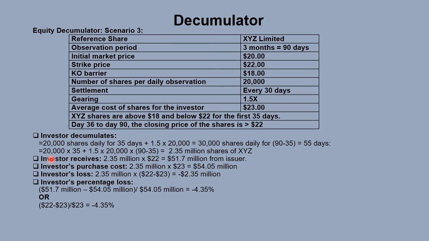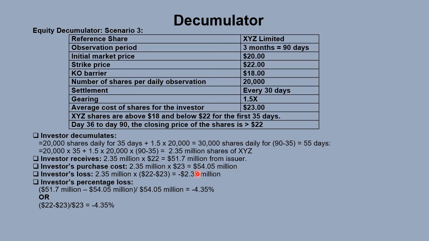Therefore, the total sales by the investor to the issuer is 20,000 into 35 plus 1.5 into 20,000 into 90 minus 35, total of 2.35 million shares of XYZ. In return, the investor will receive 2.35 million into $22, which is the strike price, a total of $51.7 million from the issuer. The investor's loss will be 2.35 million into $22 minus $23, which is the average cost of the shares purchased by the investor. Therefore, the investor will lose $2.35 million.